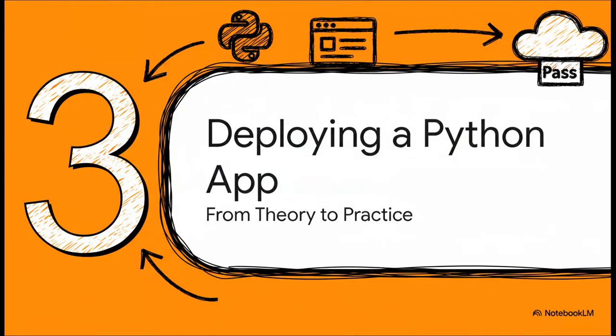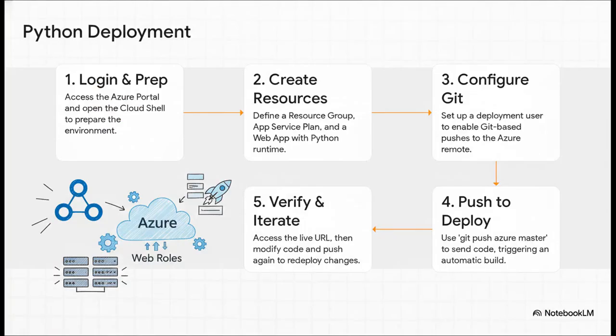All right, that's enough theory. Section 3 is where we put it all together. We're going to walk through the workflow for deploying a Python web app, and this is where the pure power of PaaS really shines. So, the most important thing to see on this slide is step number 4, Git push Azure master. Just think about that for a second.